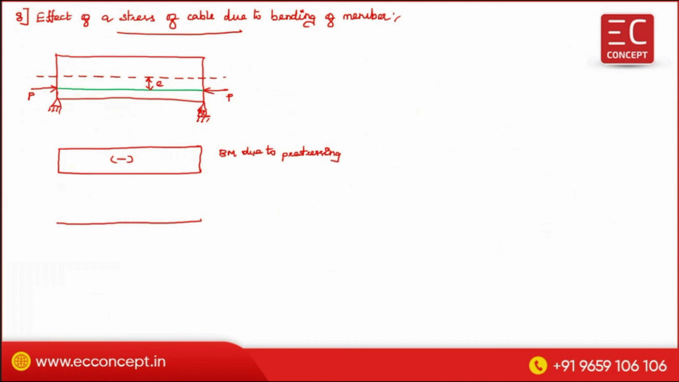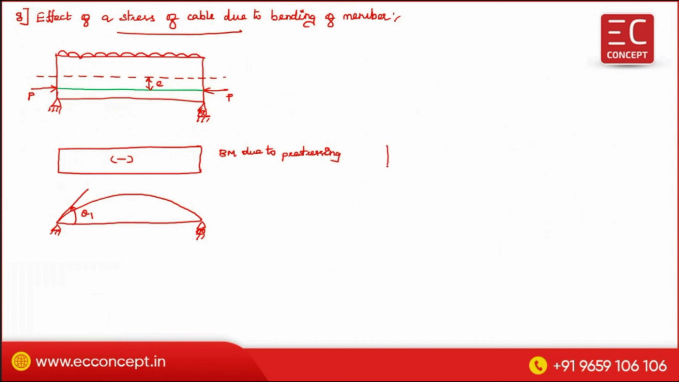Now, because of this bending moment, what kind of deflection will happen? The deflection is something like that. This is theta 1. This is the support, this also is support. Let us consider next one, due to dead load, due to external load.